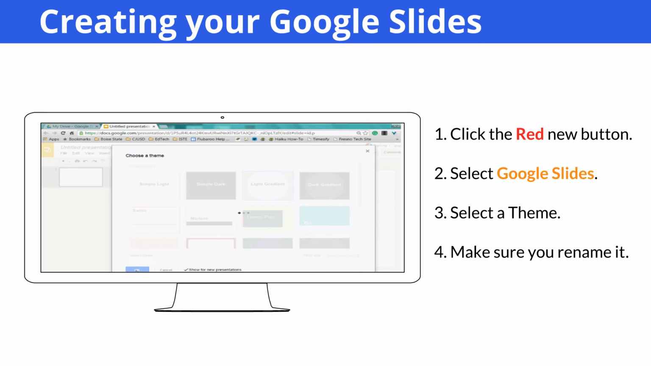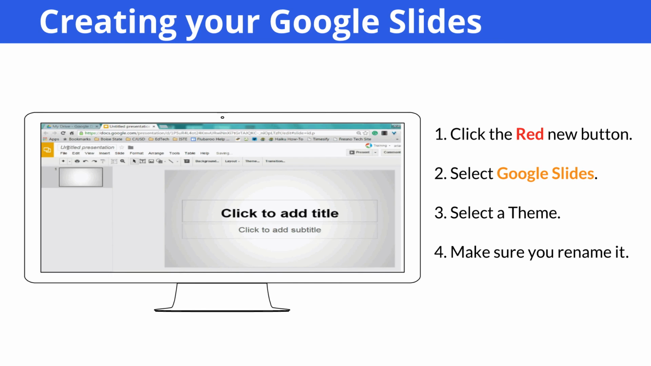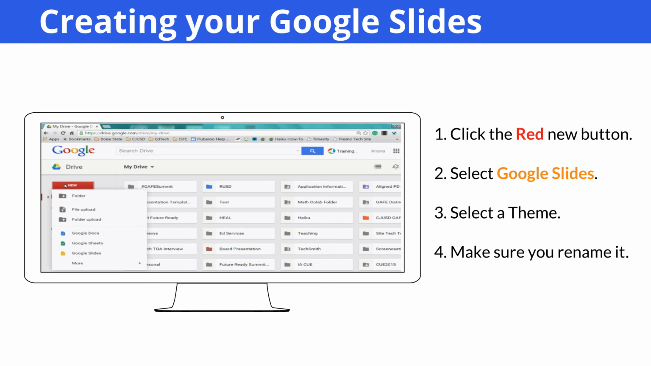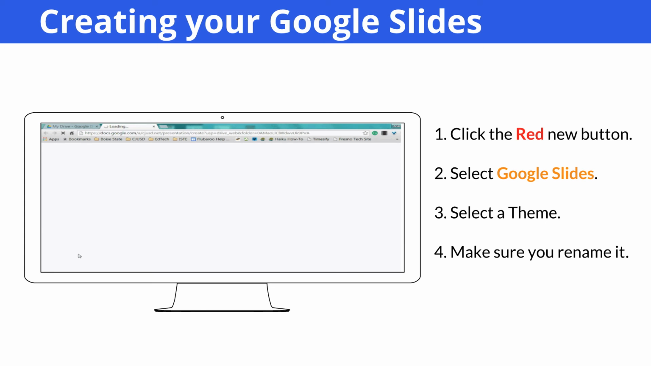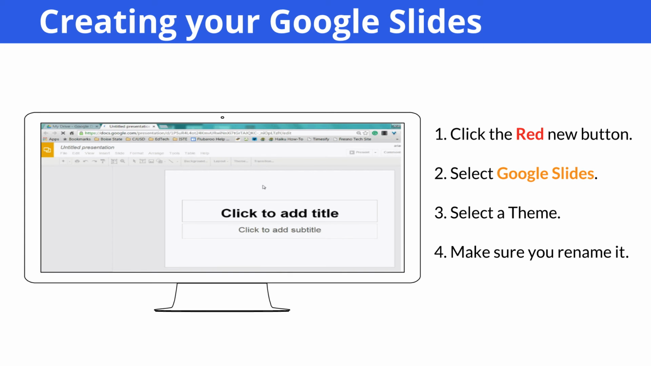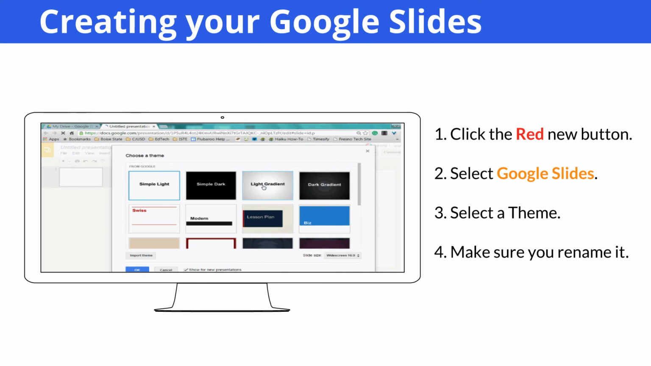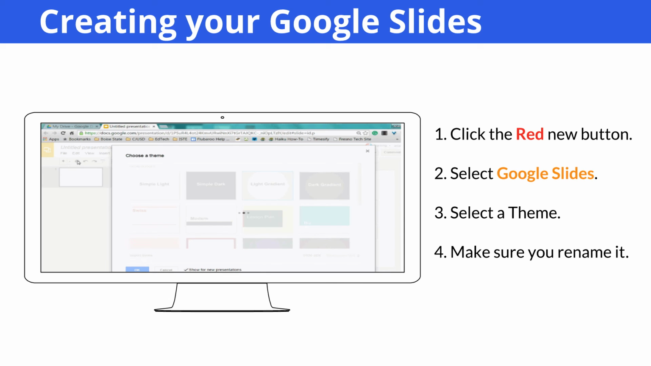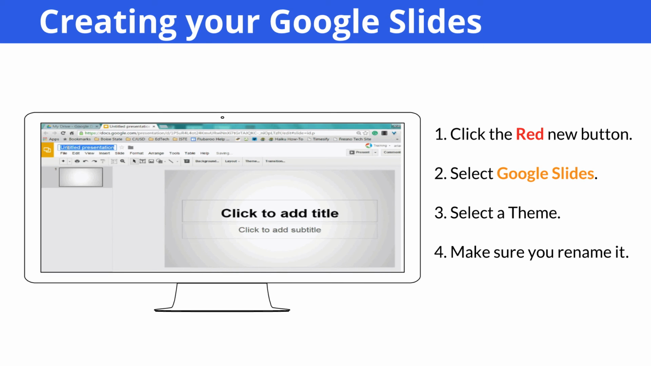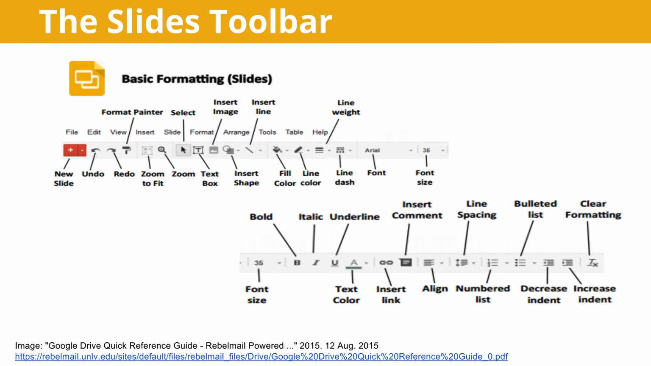And when it's open, you can select a theme. And then of course the last thing you want to do is always make sure you rename your Google Slides presentation. And so I'll run through this again. Again, the new button, Google Slides. Choose a theme. It'll pop up and ask you to choose a theme. Once you've got your theme chosen, just click on the untitled presentation and rename it to whatever you want.